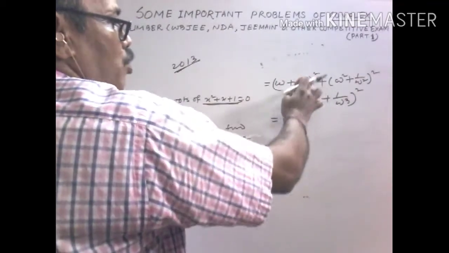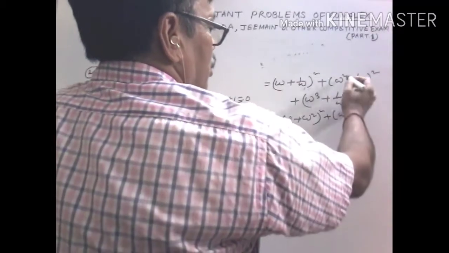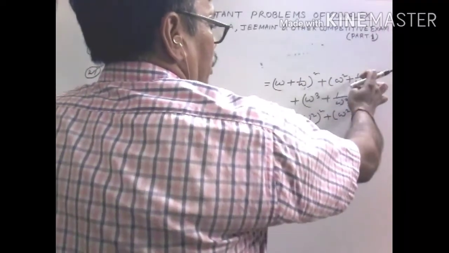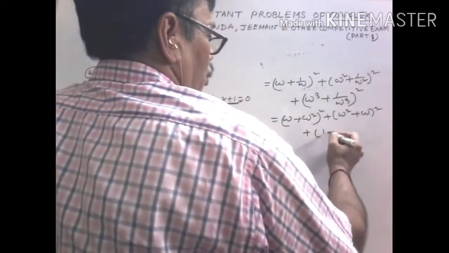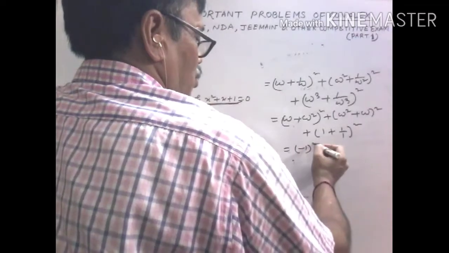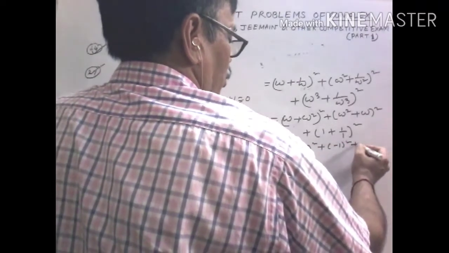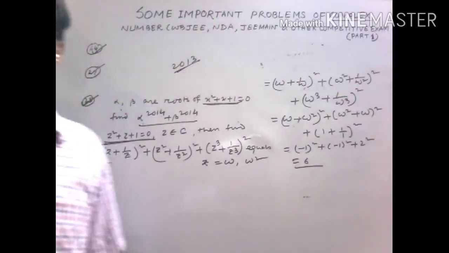So omega, 1 by omega, omega cube by omega, that is omega square. Omega square is unchanged, 1. So this is (omega cube by omega square) whole square. So (1 plus 1 by 1) whole square. So this is (-1) whole square. This is 2 square. So the answer is 6.